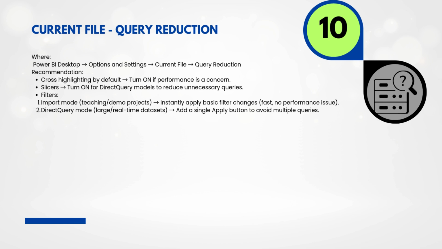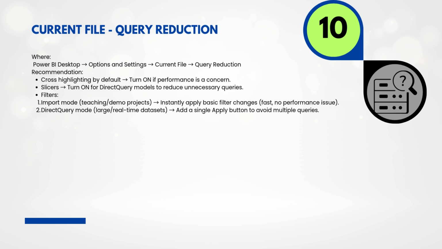And next is slicers. These are drop-downs or checkboxes that let users filter data. For small datasets in Import mode, slicers are lightweight. For example, you are teaching a class with a demo dataset of 1000 rows. When a student selects 2025 in the slicer, Power BI instantly applies the filter. No lag, no problem. For large datasets in DirectQuery mode, things change.